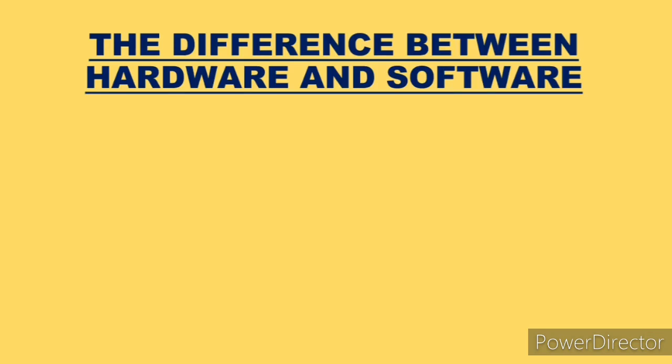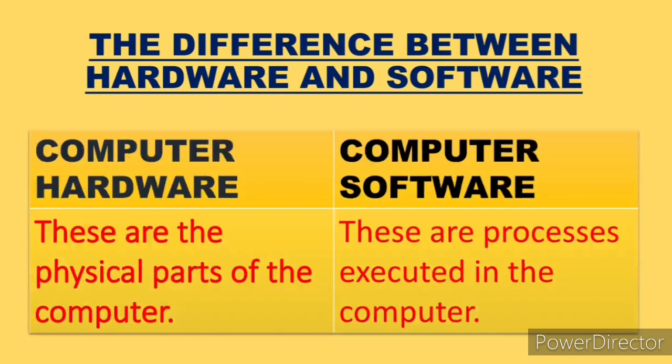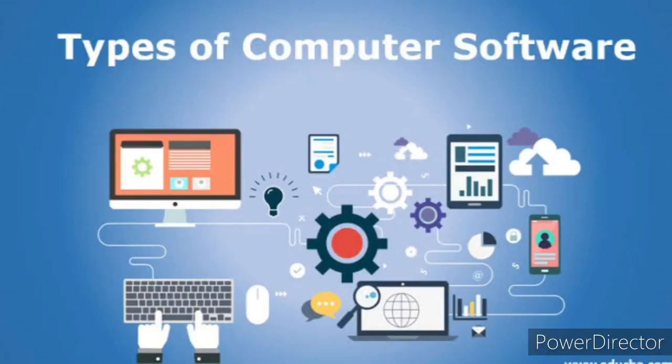There are differences between a computer hardware and software. The most important one to take note of is that hardware are usually parts of the computer which can be connected to the computer physically, while software are usually executed as processes in the computer.